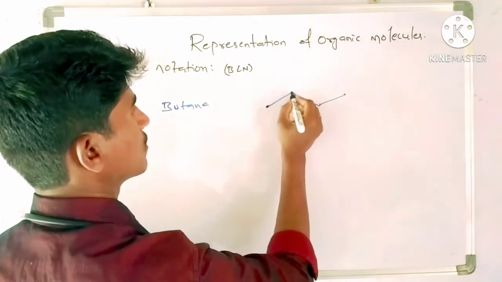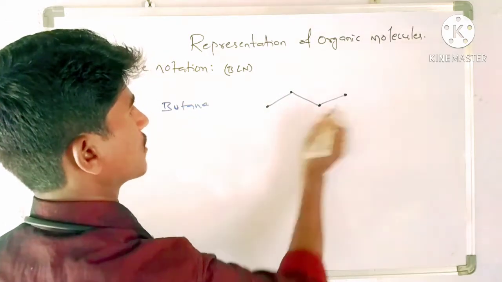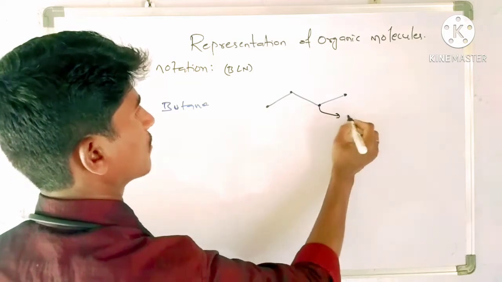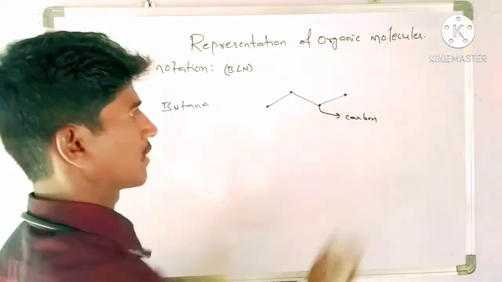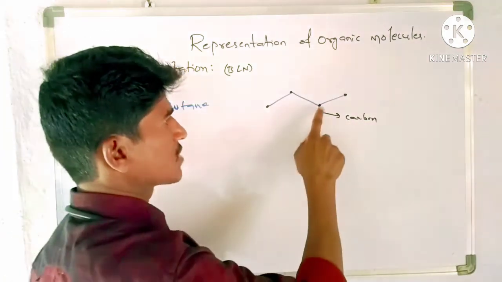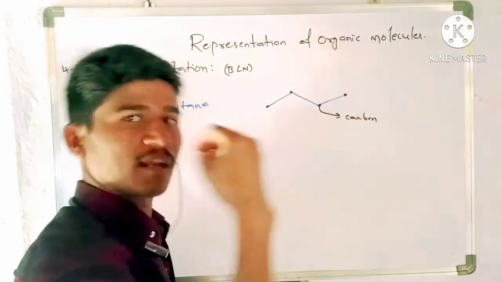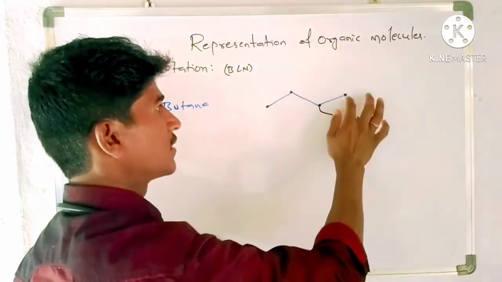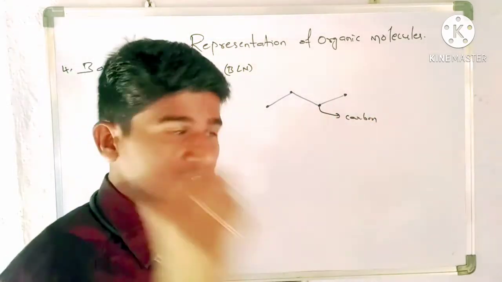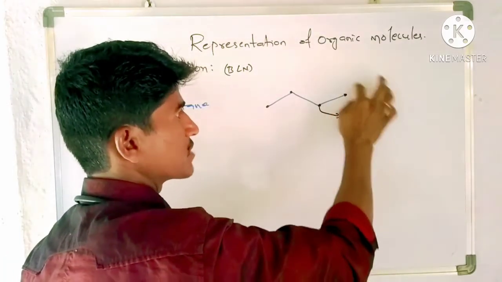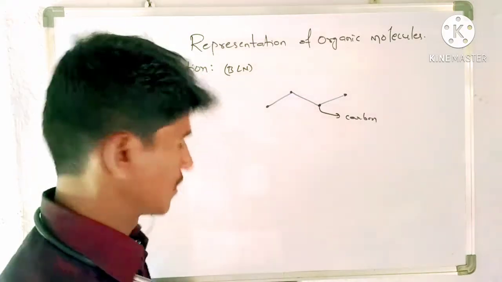Okay, so this is bond line notation. Each dot is nothing but a carbon atom. Internally this carbon has only 2 bonds, but we have to assume that 2 more hydrogens are also present there. And this carbon forms only 1 bond, so we have to assume that 3 hydrogens are already present here. That we have to assume. And the next one.